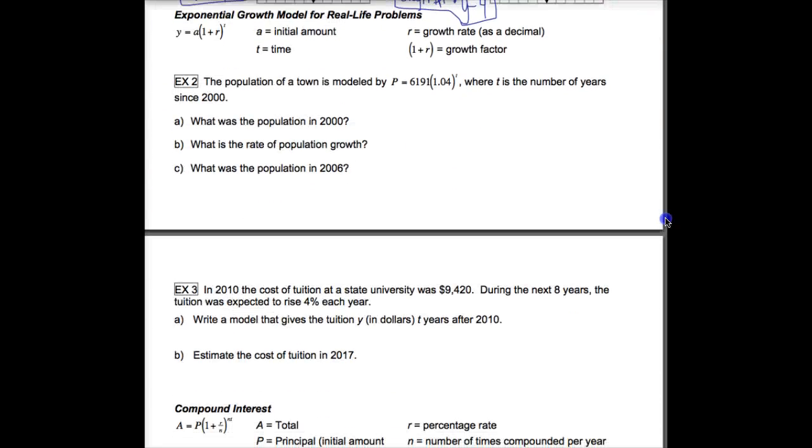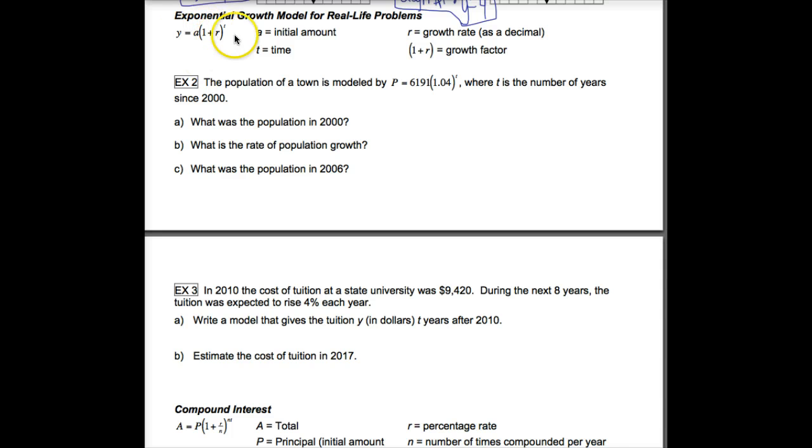All right, now we're going to look at some real-life problems with exponential growth. And this is a general formula for exponential growth. We can model a bunch of different things with this. Most commonly, we use some types of inflation as well as population to use this type of growth.